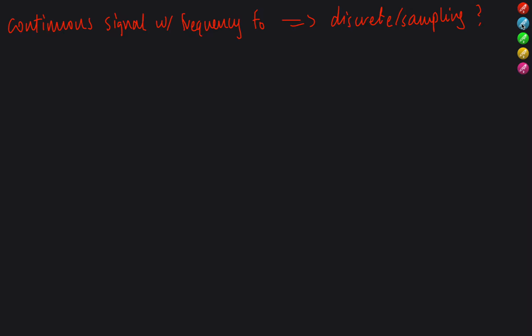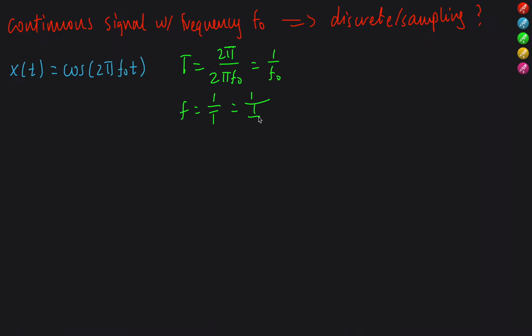So what does a continuous signal with frequency f naught look like? Well, it looks like x of t, now in continuous time, is cosine of 2 pi f naught times t. And you can convince yourself of this. How? Just remember the rule that the period is 2 pi over whatever comes in front of the variable. So 2 pi over 2 pi f naught, which is 1 over f naught. If that's the period, then the frequency is 1 over the period, which is f naught. So this is a cosine with frequency f naught. Okay, so that's all set and done.